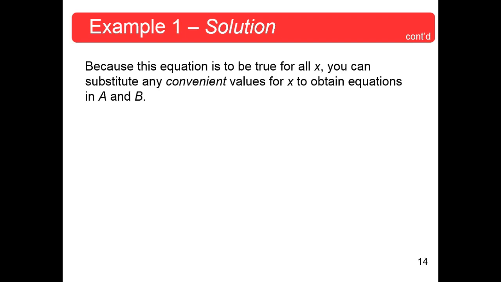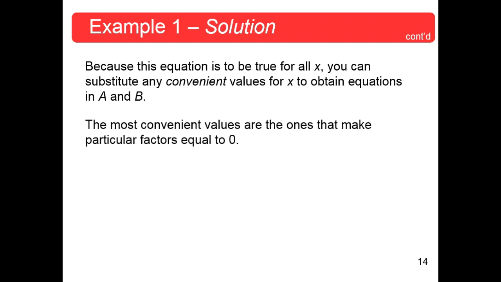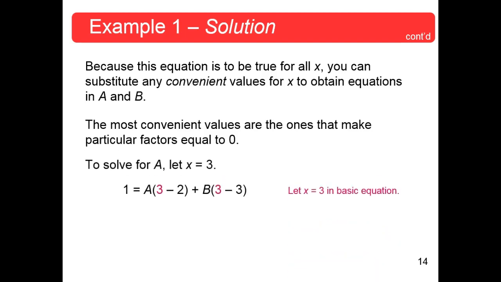So it says you can plug in any values you want to. It doesn't seem like you should be able to plug in values that were not allowed at the beginning. But it says you can, it works. The most convenient values are the ones that make the particular factors 0. Yeah, that's going to do that. It would have also made the denominator 0, but we don't worry about that, okay?